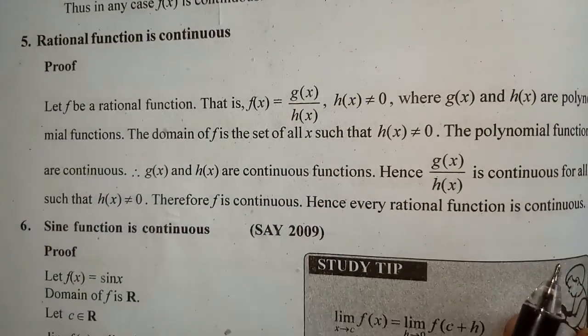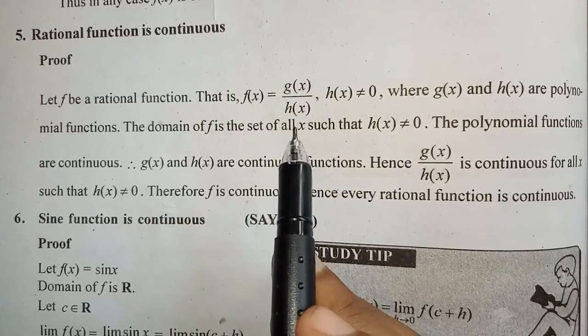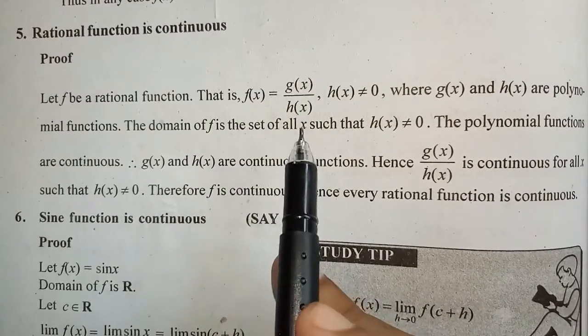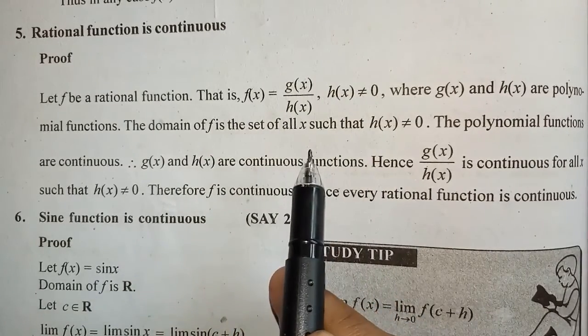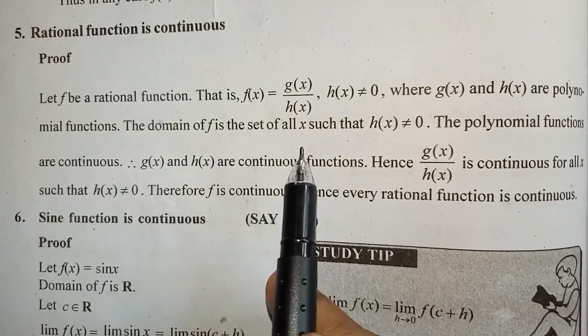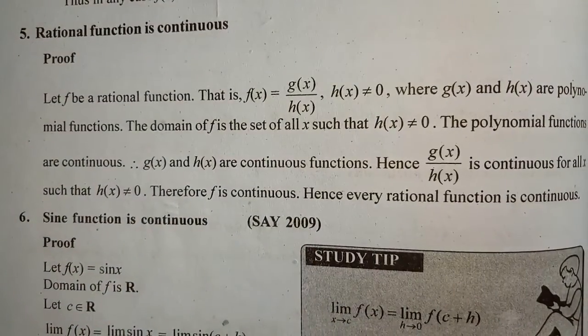Now the next function is the rational function. You know, children, rational functions are made of polynomial functions, and the division of two polynomial functions will again be a rational function. Polynomial functions are continuous, and you know that if f is continuous and g is continuous, then f by g is also continuous. So that's why I can write here that the rational function is also continuous.